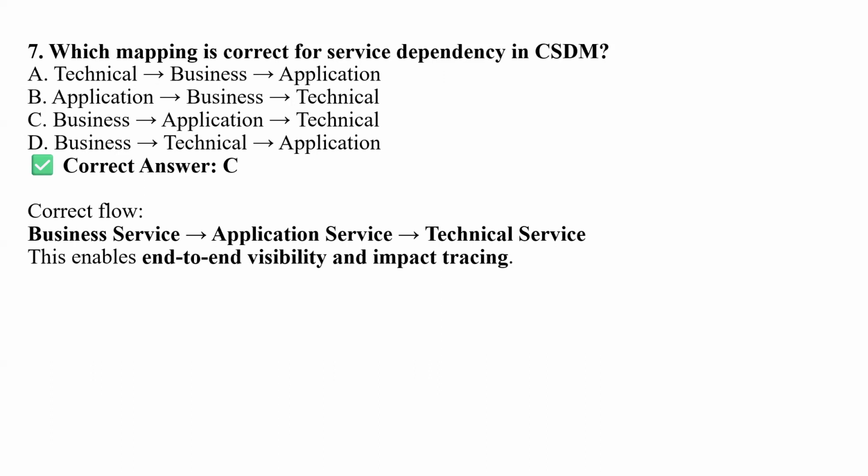So the correct hierarchy is top to down. Top to down means business is at the top, then application, then finally technical. One more time: for business service, an example is online banking. Application service example is payment app. For technical service, an example is database server.